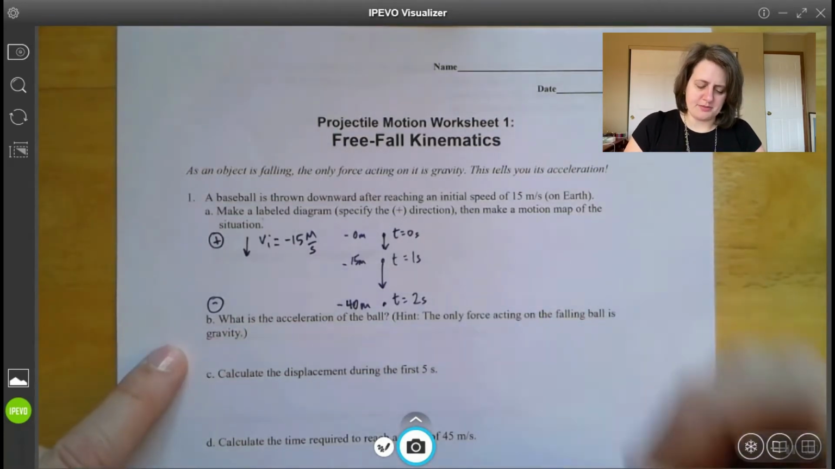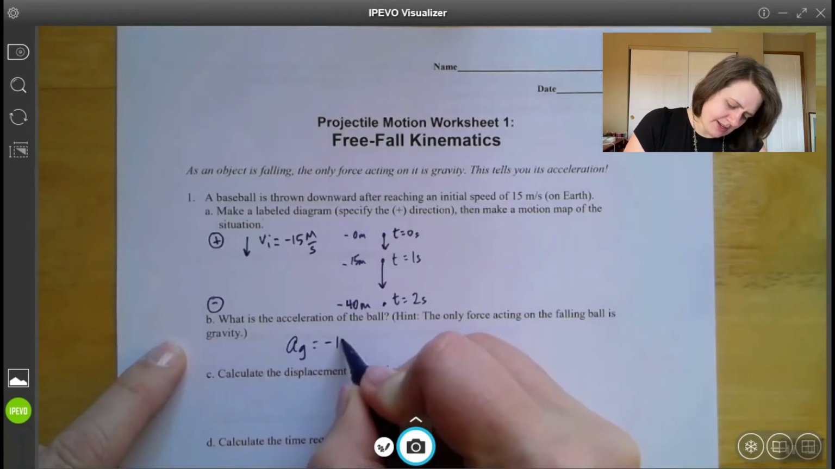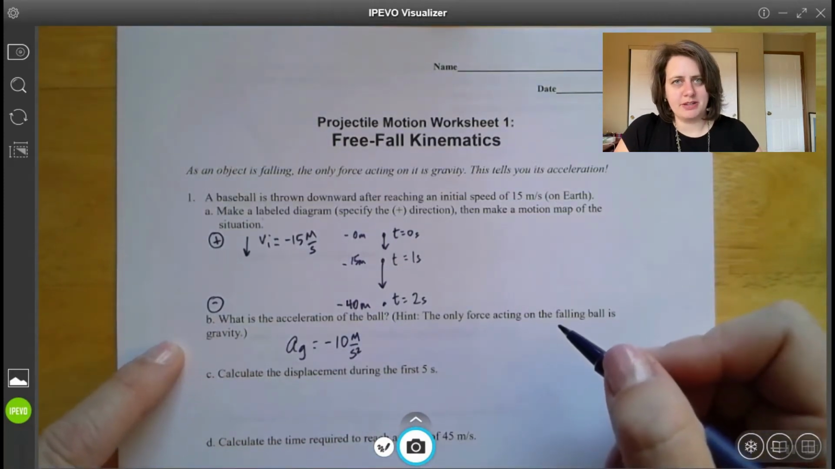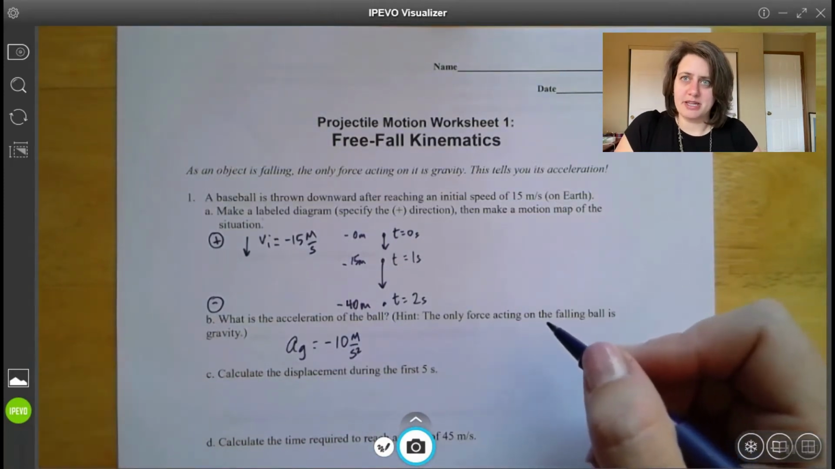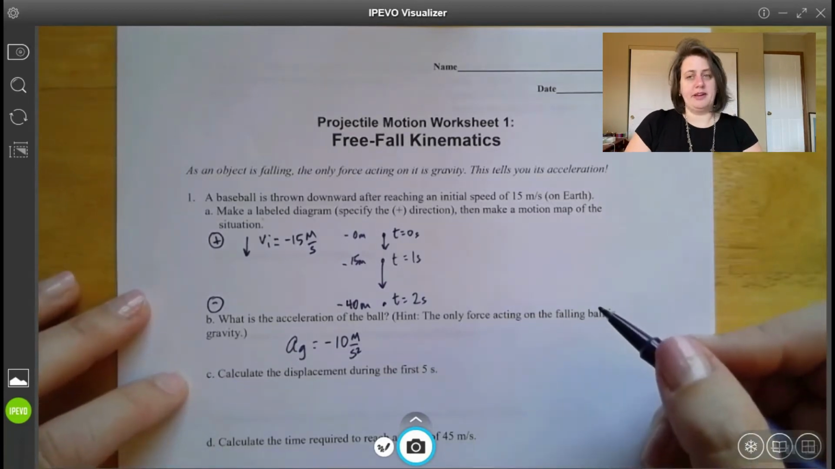The next question says, what's the acceleration of the ball? Well, it's the acceleration due to gravity. And I allow my students to use minus 10 meters per second squared. It allows the calculations to be a little bit simpler, and we only lose about 2% of accuracy because of not using 9.8.